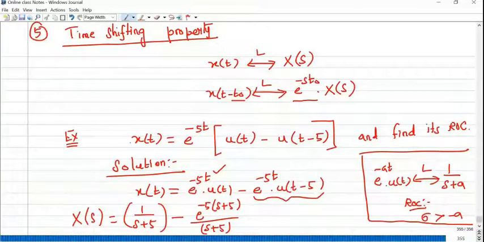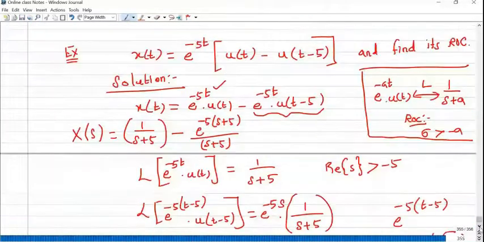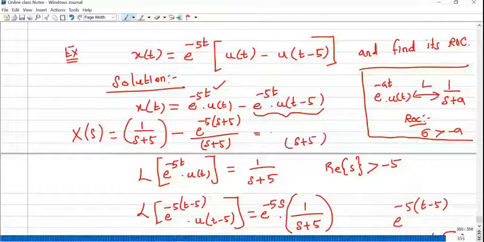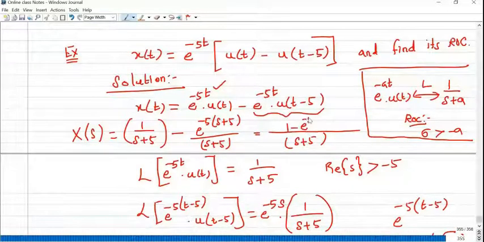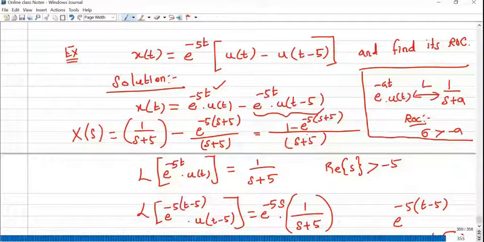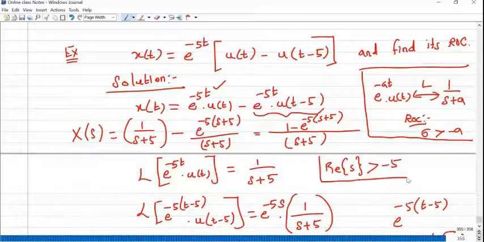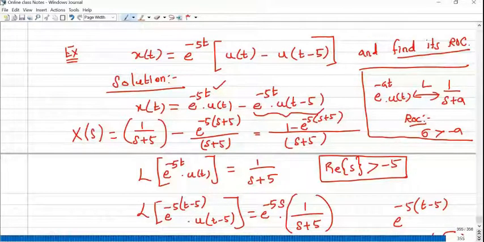This is your result using the time shifting property. Or you may take s plus 5 as a common term, so it is (1 minus e power minus 5 (s plus 5)) divided by s plus 5. This is your result. The ROC is real part of s greater than minus 5. That is also given in the problem. Find its ROC: there is only one pole at s equal to minus 5. For a causal signal, the ROC is to the right side of the pole, so real part of s greater than minus 5.